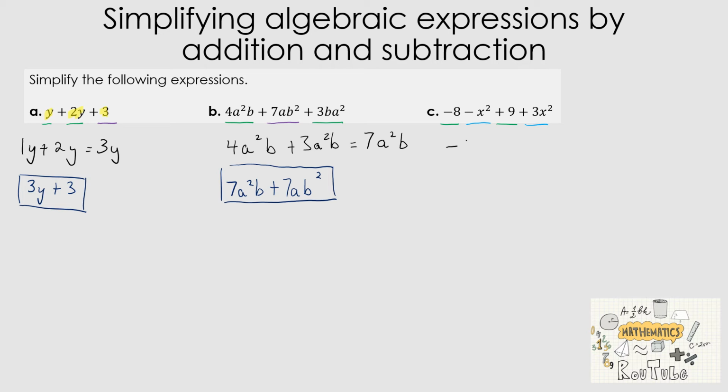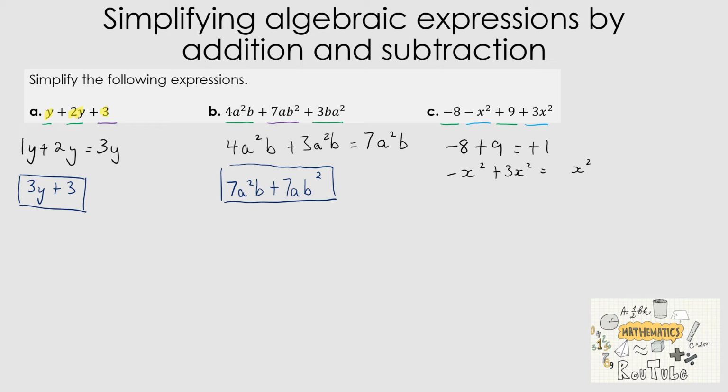So now we've got -8 plus 9. Now, if you've got a calculator in front of you, please utilize it, especially if you find dealing with negative numbers a little bit confusing. That's okay. So -8 plus 9 should be +1. And then we've now got -x squared plus 3x squared. Once again, we're not going to change the power. We're just going to change the number of x squareds that we have.